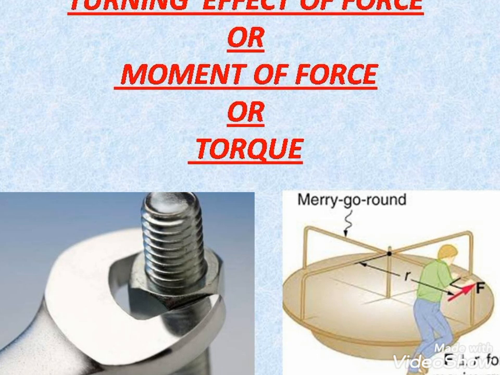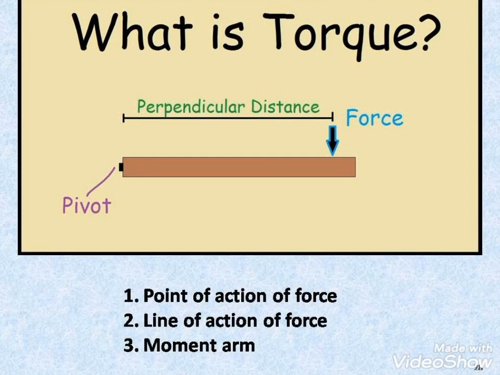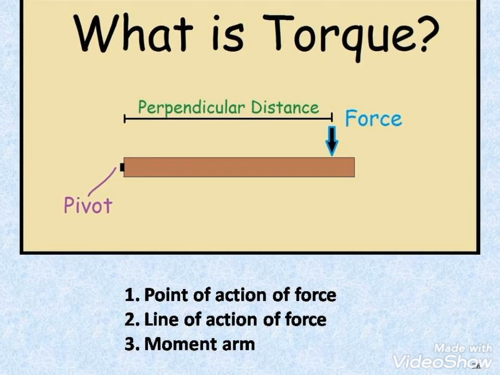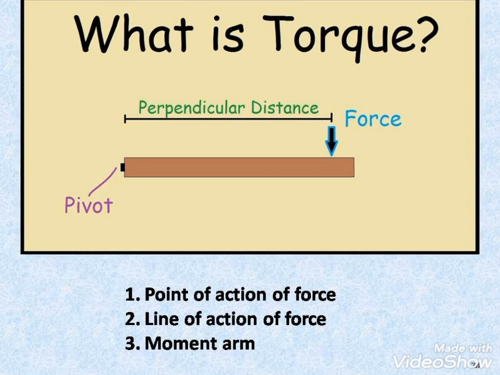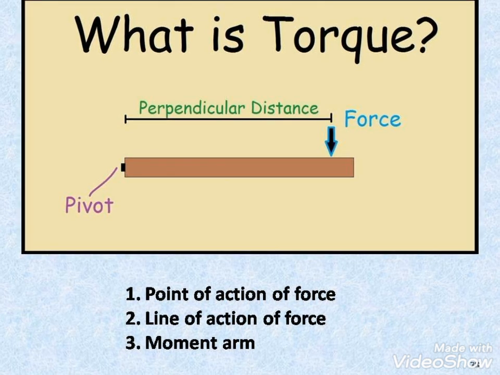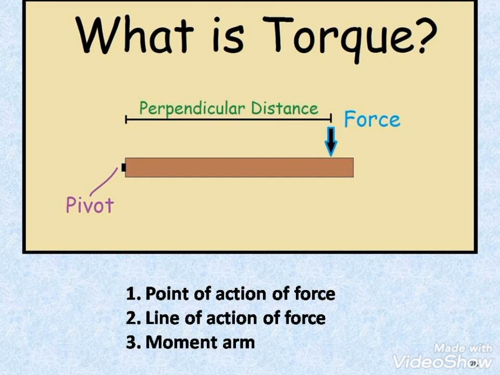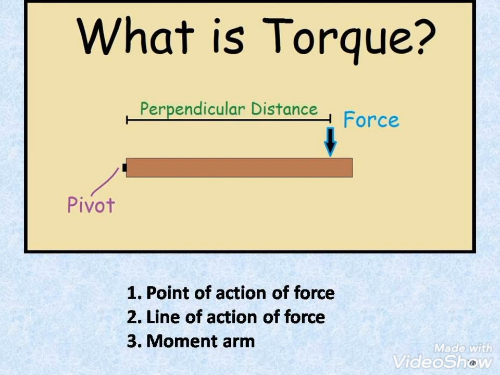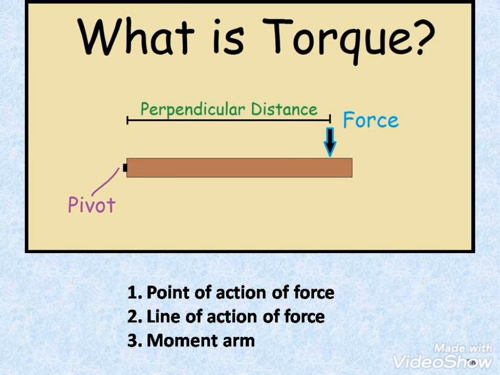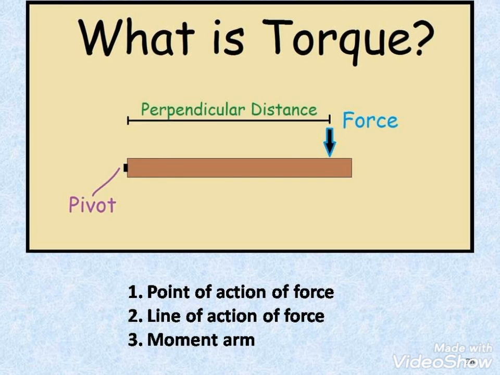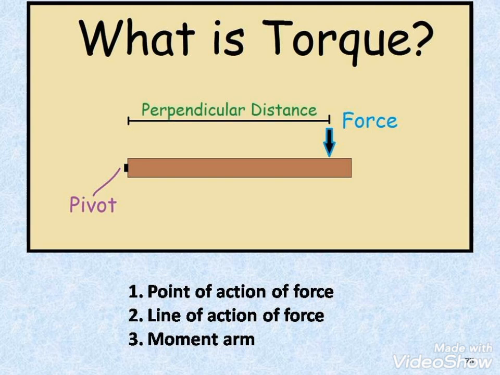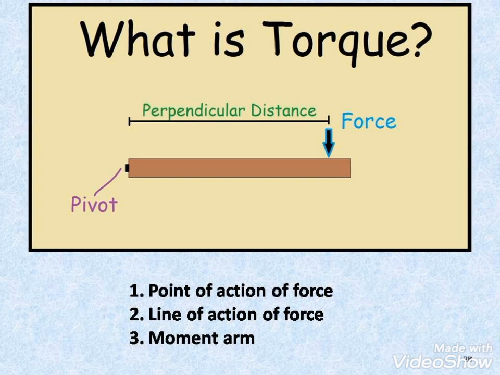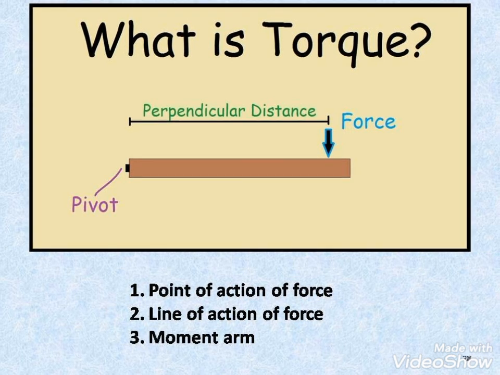Now, let us consider a body which is fixed at a point M. The pivot which you are seeing is known as the fixed point, and if we apply a force at the other end of the object, then the perpendicular distance from the pivot to the force is called as the moment arm, and the force F is the point of action of force. Now if I draw a line along the line of force, then we'll call it the line of action of force. So we are having three important terms which we have to know when we want to know about torque. One is the point of action of force, the second one is the line of action of force, and the third one is the moment arm.